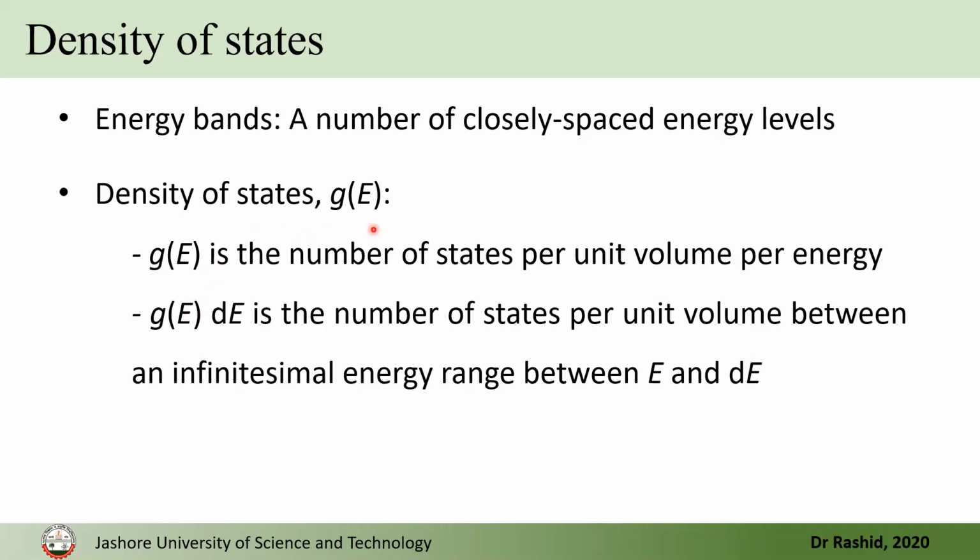Now the density of states is the number of states per unit volume per energy. So this is represented by G of E, and this is called density of state. In some other texts, you may find this written as D of E. When we multiply the density of state with dE, that means the number of states per unit volume in the energy range E to E plus dE.